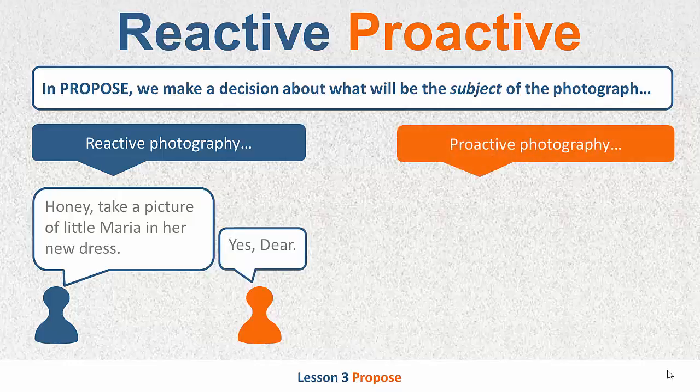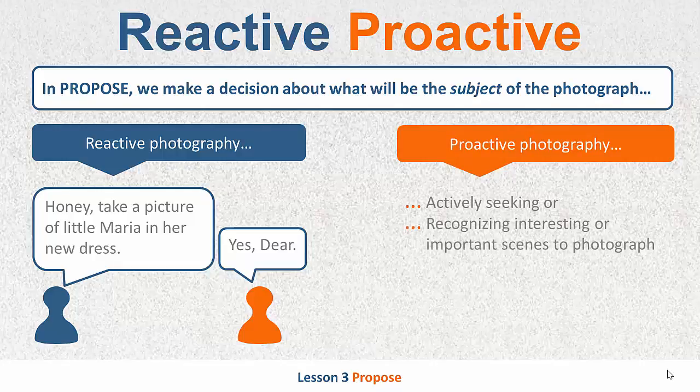Proactive photography, on the other hand, is about actively seeking or recognizing interesting or important scenes that we want to photograph. And that's what the remainder of this lesson on Propose is about: being proactive in selecting subjects that are important to us as a photographer.